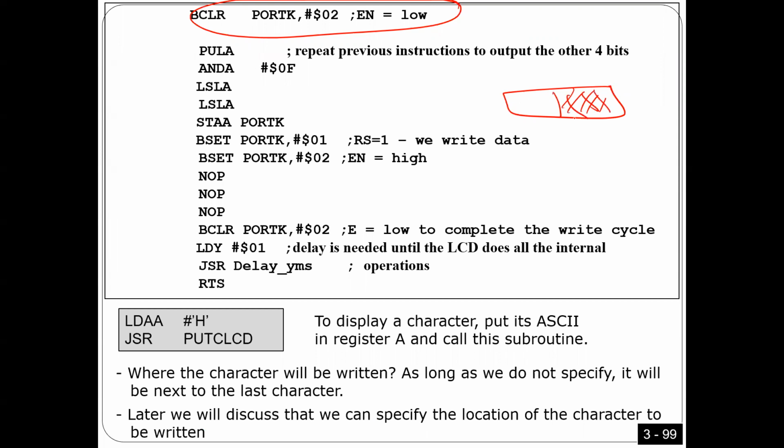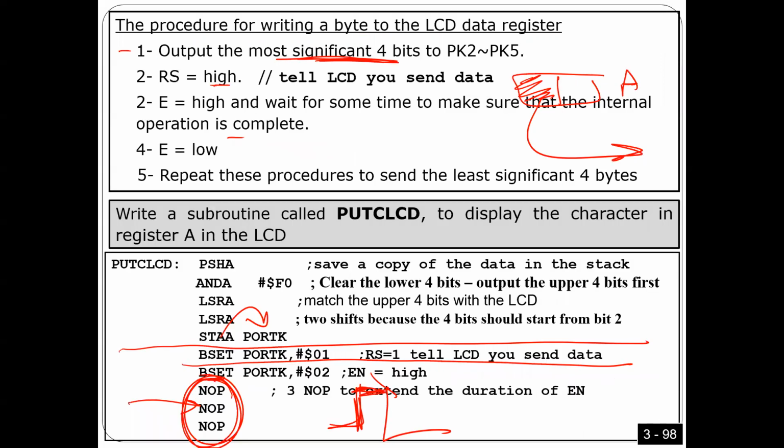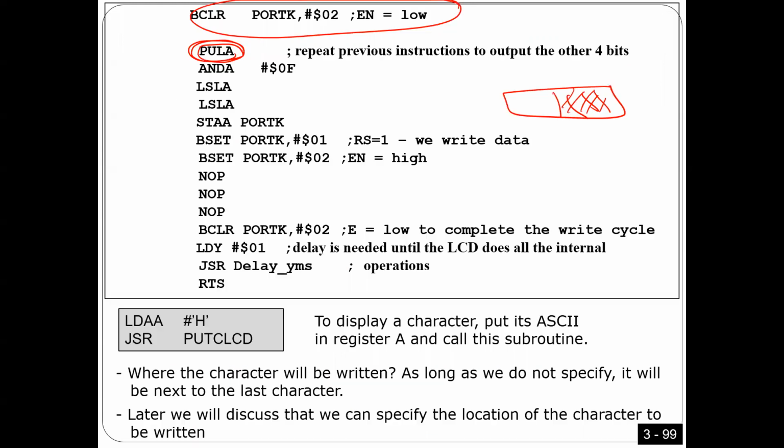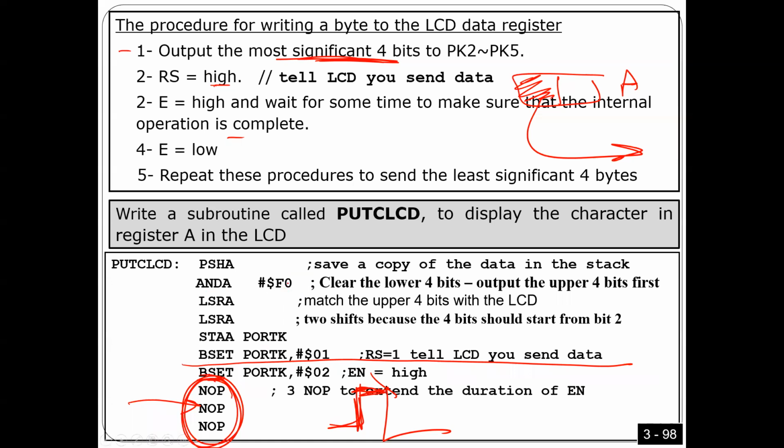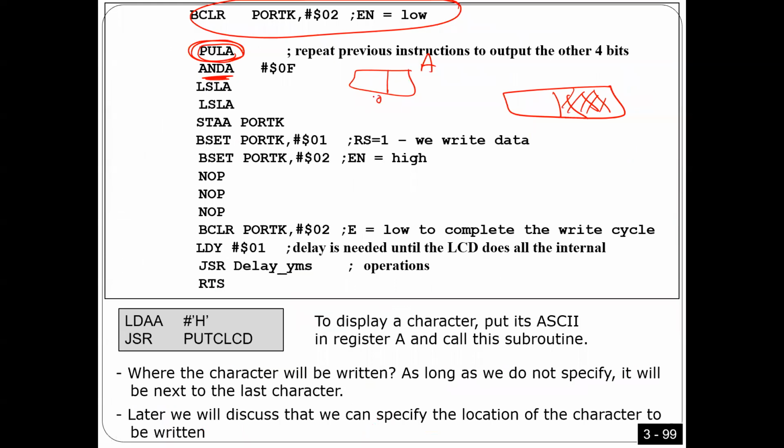That's why you see now I'm going to pull A to get the original value of A, because I already lost it when I did this AND here. I already lost the least significant 4 bits, right? Now I'm going to pull A in order to get the original value of A. Number 2, I'm going to do an AND operation similar to this AND operation. However, in this AND operation here, I cleared the first 4 bits. Now I'm going to clear these bits.